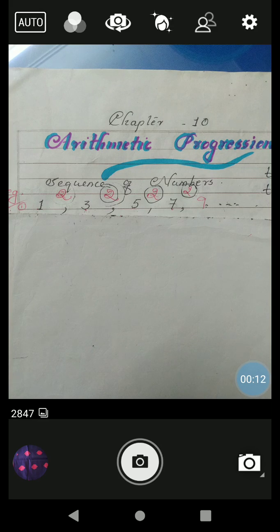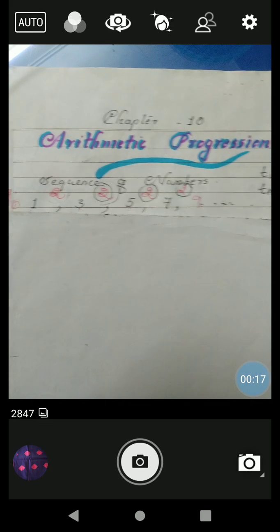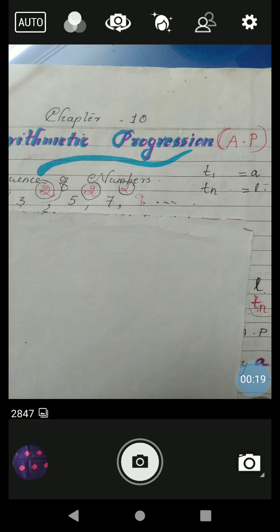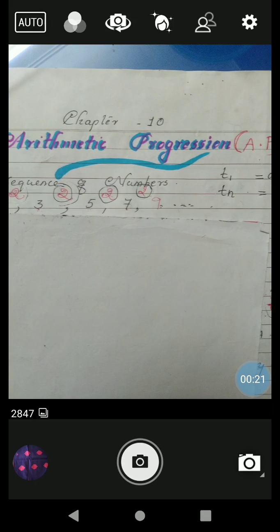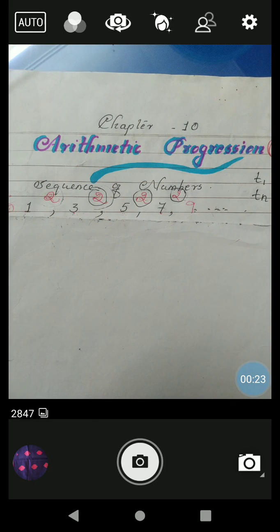Today we are going to learn about arithmetic progression, in short form AP. Do you know what is a sequence of numbers? A sequence of numbers means a group of numbers which are arranged in a definite order following a certain rule. That is called a sequence of numbers.